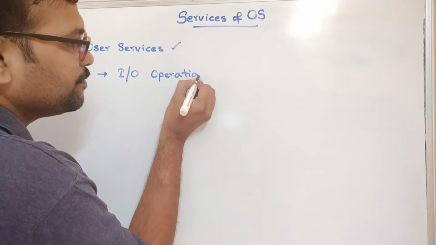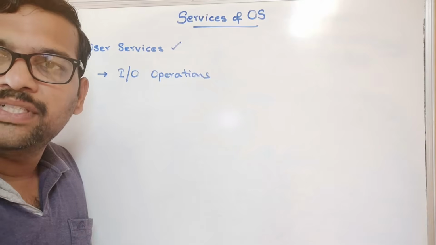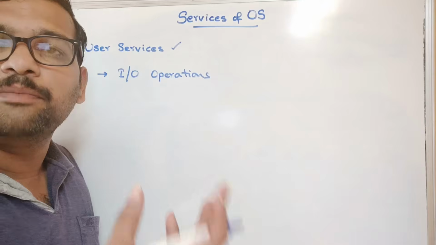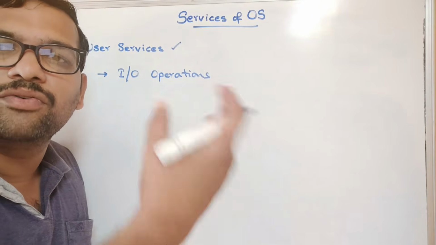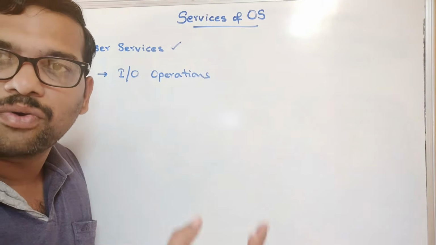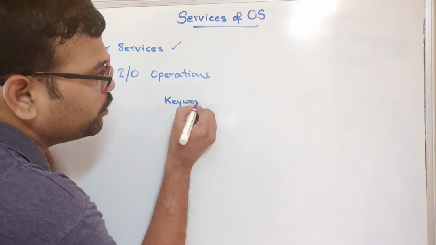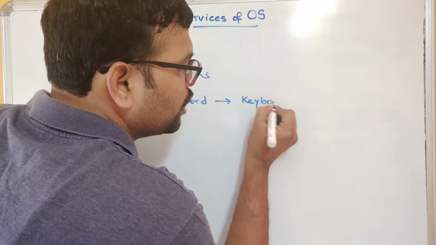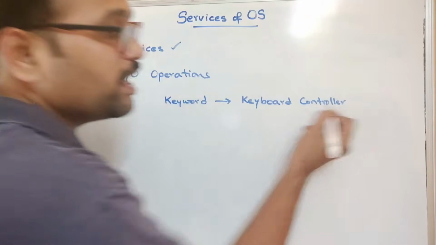IO operations. Coming to this third service, we know the IO devices, input devices and output devices. The user will use the input devices to give the input to the system, and the system will give the output by using the output devices. For every IO device there will be a controller. For example, if you are using a keyboard to give the input, it has a keyboard controller through which we can communicate.